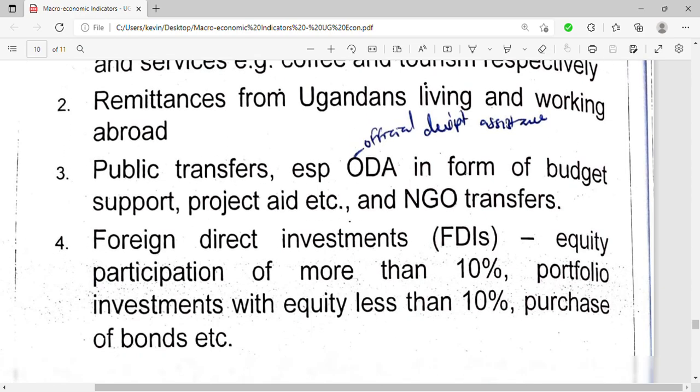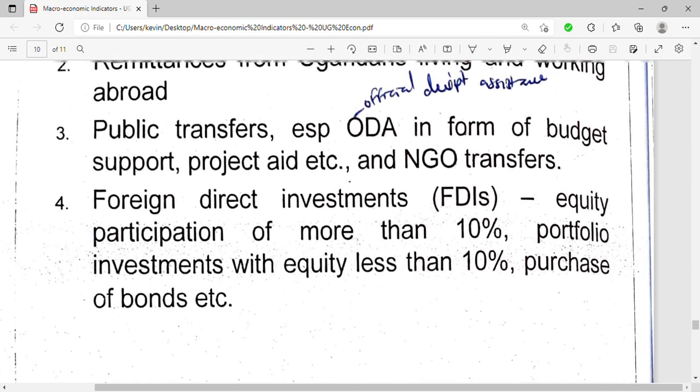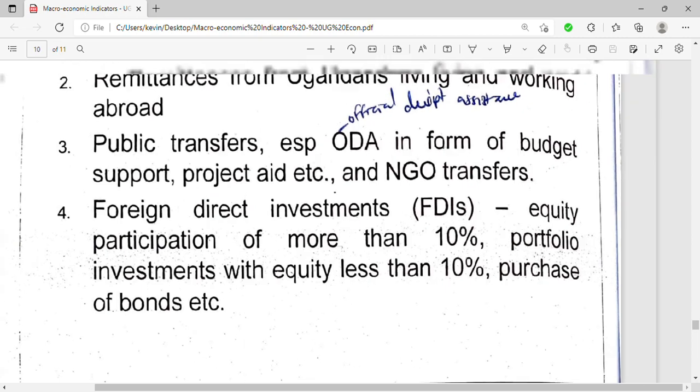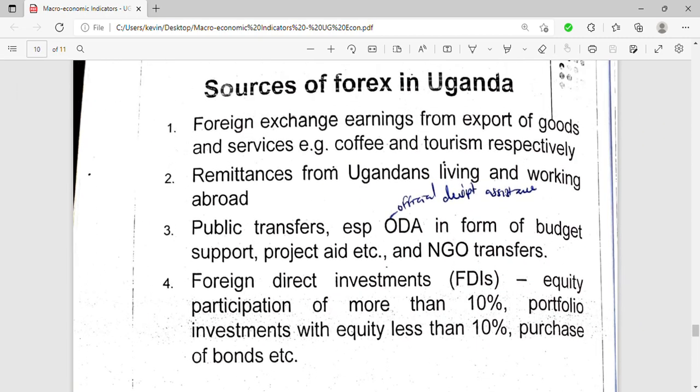Another one is foreign direct investment. When investors come to Uganda, they come with their domestic currency and they invest it in the country. So those are the four main sources of Forex in Uganda: exports, remittances, public transfers, and then foreign direct investments.